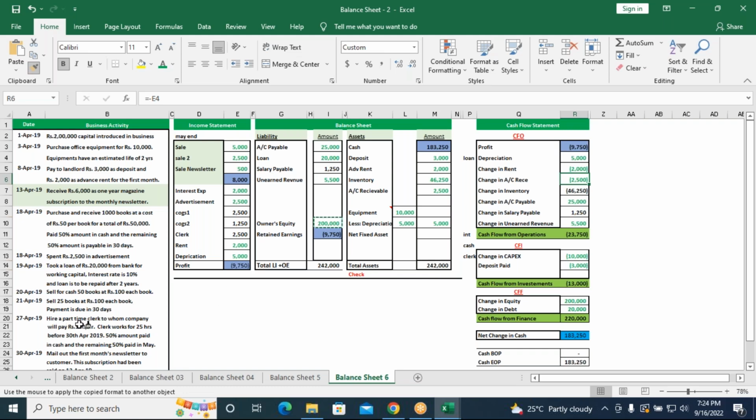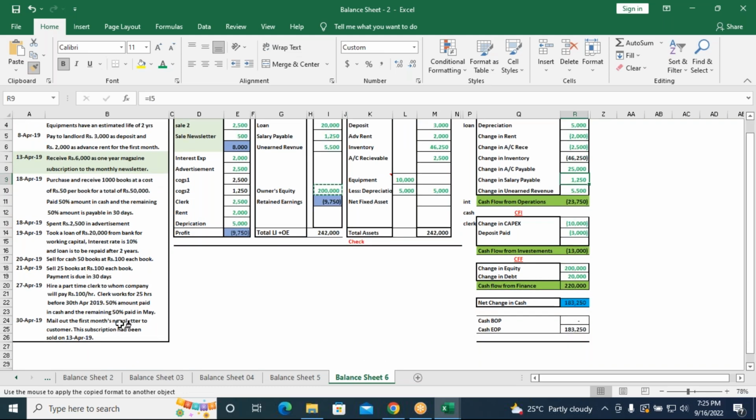Then hired a part-time clerk to whom the company will pay 100 rupees per hour. So salary. So where is the salary part here now? So salary payable, clerk. Okay, here. So it is 25 into 100, meaning the clerk has worked for 25 hours, where per hour he is charging 100 rupees. So 25 into 100, 2,500 is his salary. Now half of this salary is yet to be paid. So of the 2,500, you can see here 50% amount is paid in cash, and the remaining 50% will be paid in the month of May. So here salary payable is 1,250, and here also I'll show 1,250, meaning it is yet to be paid. I have not yet paid him. Okay. So then mail out the first month's newsletter.